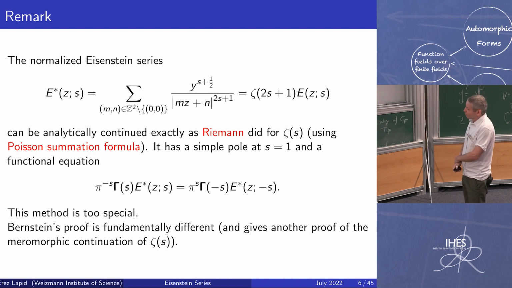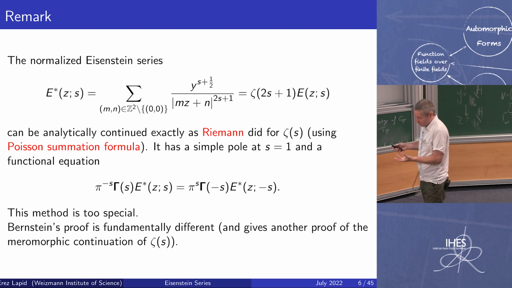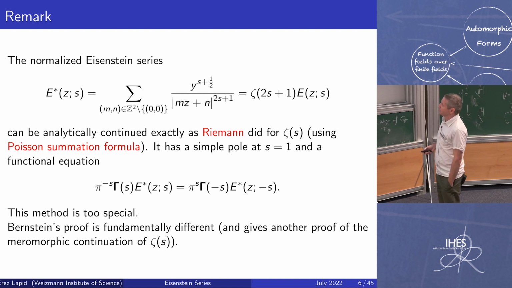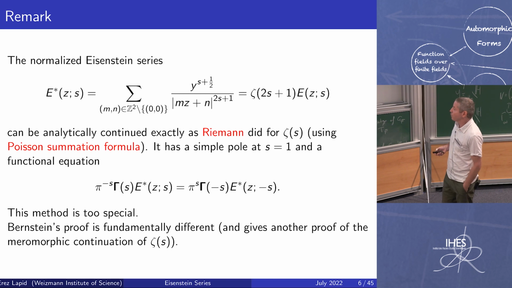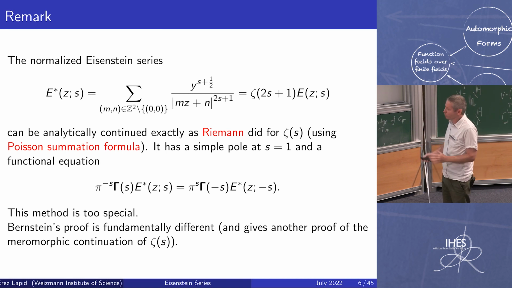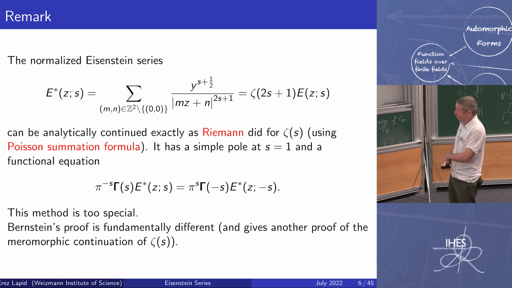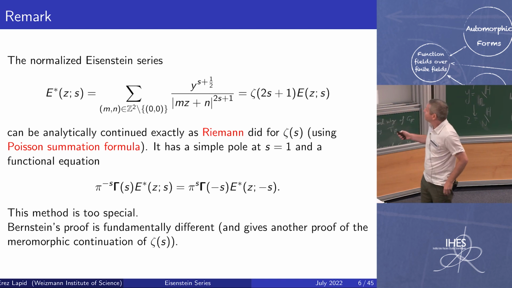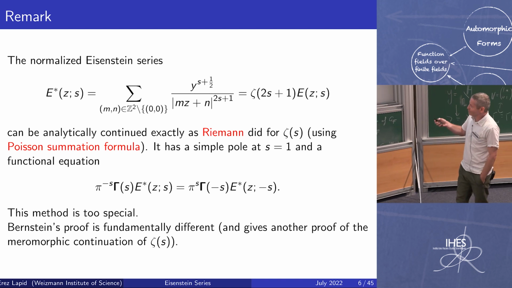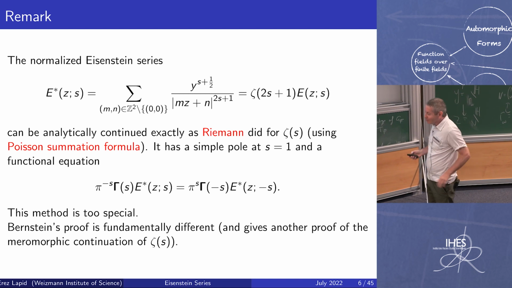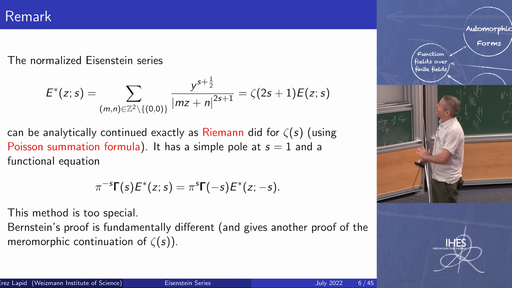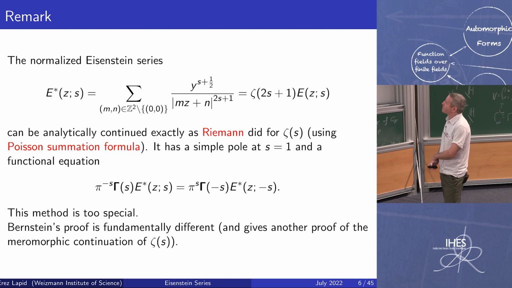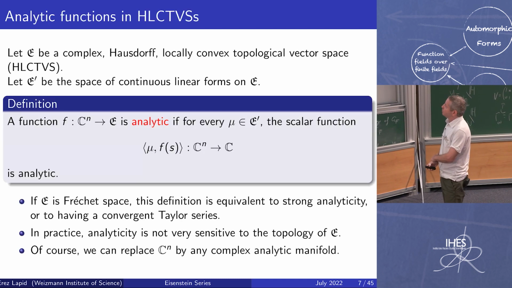Bernstein's proof is different. As I said, there's no arithmetic there, and the disadvantage is that it gives less. It doesn't give you full control of the poles, it just gives you meromorphic continuation. So in particular, it gives a different proof of the meromorphic continuation of the zeta function, but without information on the poles. The poles of the unnormalized Eisenstein series are connected to zeros of the Riemann zeta function, so this certainly doesn't give you anything about that. Okay, so now let me turn to Bernstein's proof.